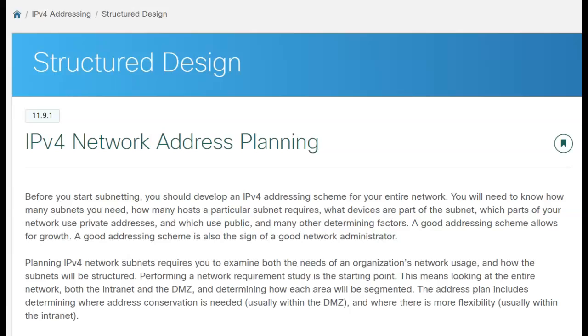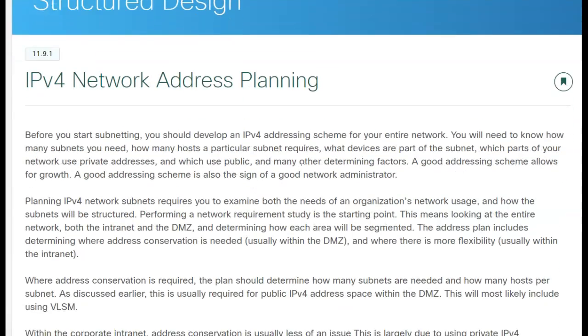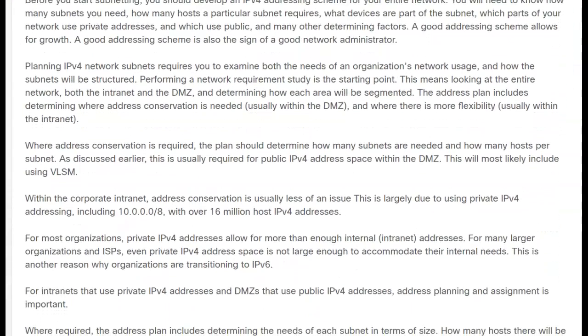You need to know how many subnets you need. You need to know how many hosts per subnet, what kind of devices are part of that subnet, how much of this stuff is going to be private, how much of it's going to be public. So you want to make sure that when you're planning this, you're not only handling your immediate needs, but also looking at schemes that allow you to grow your network as time goes on.